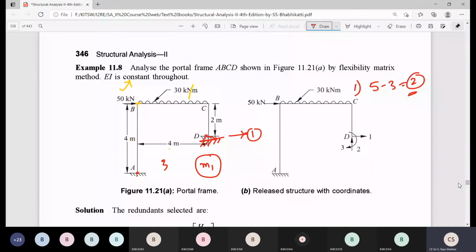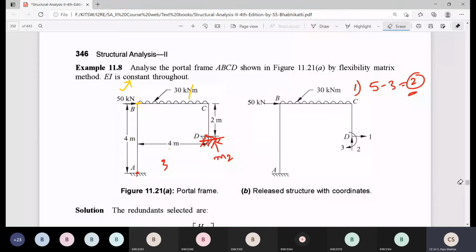Now m2: by removing the unit force in coordinate direction 1 and applying unit force in the coordinate direction 2, that will be m2. We calculate the moment in the member CD, the moment in the member CB, and the moment in the member BA or AB, and that will represent m2.